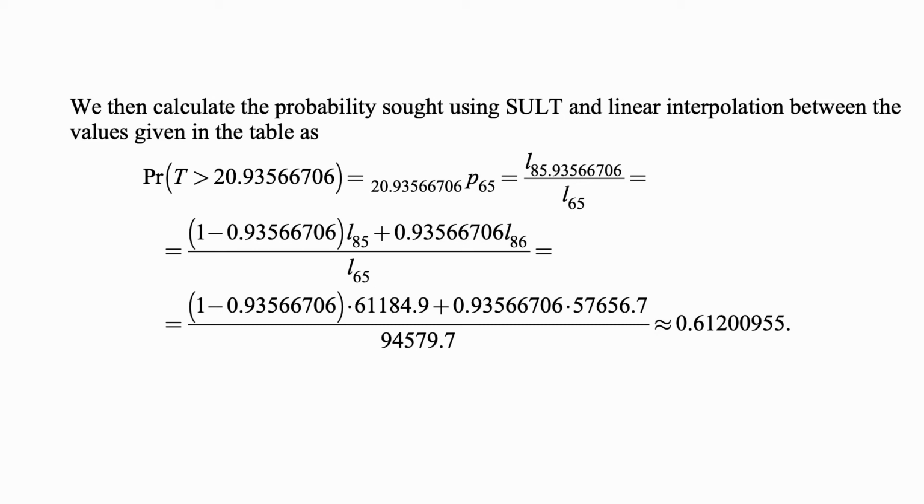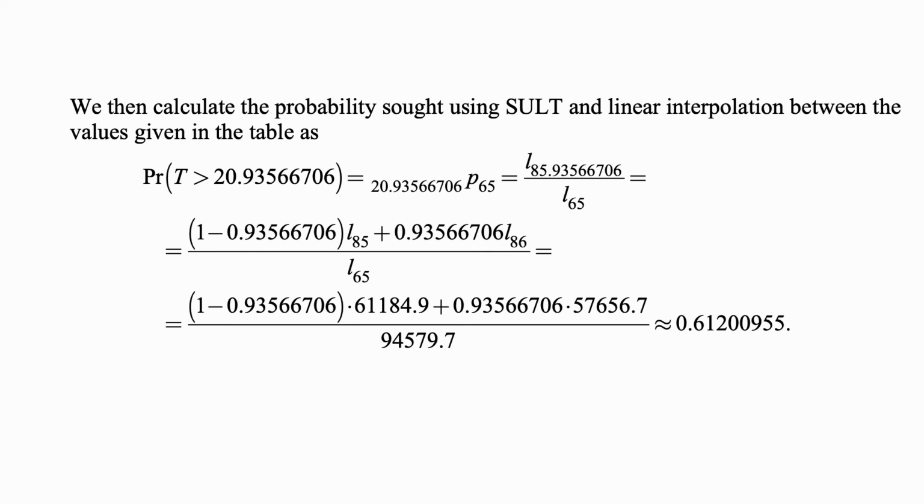Now we plug in the values of L85 and L86 from the table as 61184.9 and 56.7 respectively, and when we do the calculation, this comes out to be approximately 0.612000955. That is actually the probability that Y is more than its expected value.